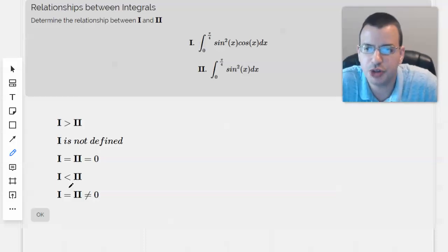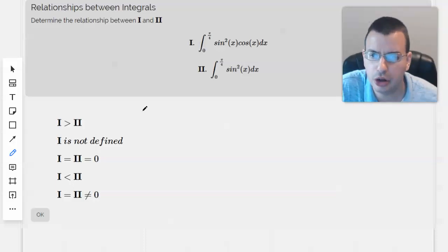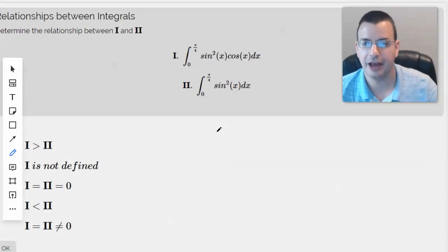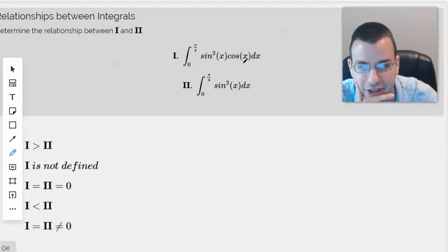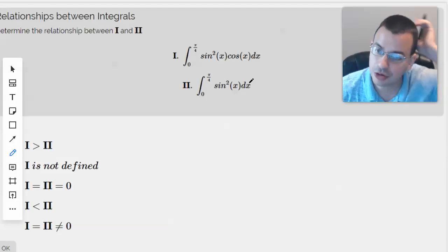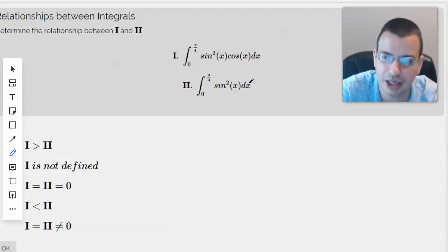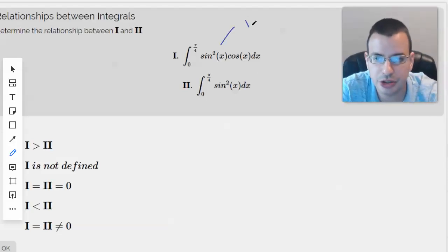Determine the relationship between 1 and 2 below. Okay? So we have an integral from 0 to pi over 4 of sine squared of x cosine of x dx. And so if we want to solve that explicitly, we do a u substitution where u equals sine of x.